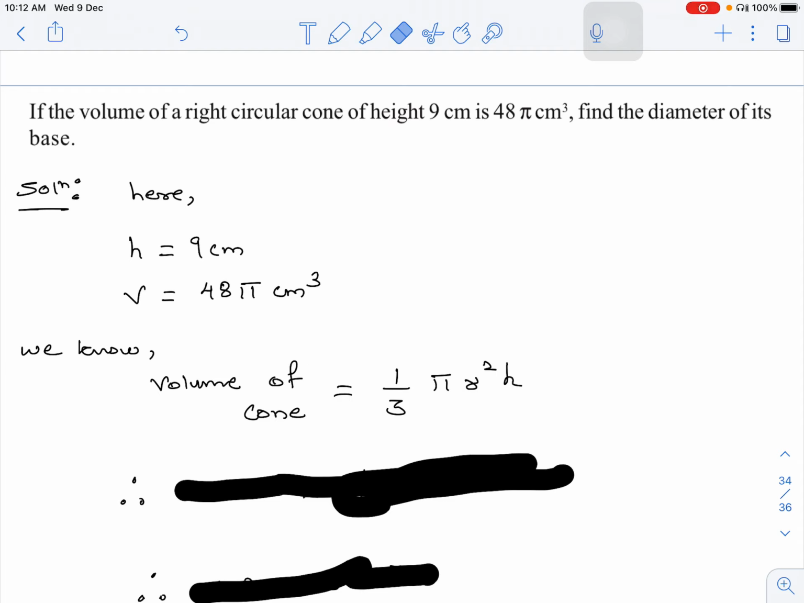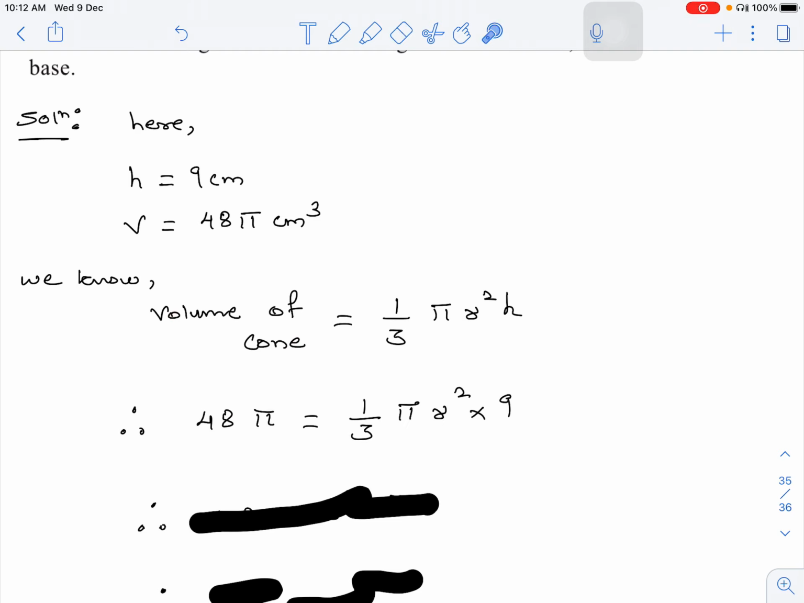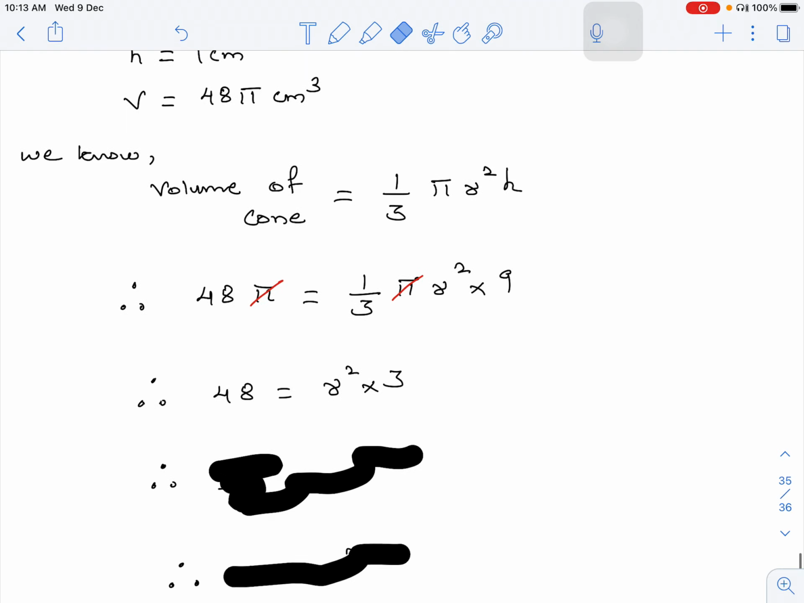We know that volume of a cone equals 1 upon 3 pi r square h. First we'll put the value of the volume of the cone, that is 48 pi. Then 1 upon 3 pi, r we don't know so we write it as r square, into the value of h, which is 9. Now this pi and this pi will get cancelled, because they are present on either side of the equal sign. Then 3 ones are 3, the 3s we can also cancel.